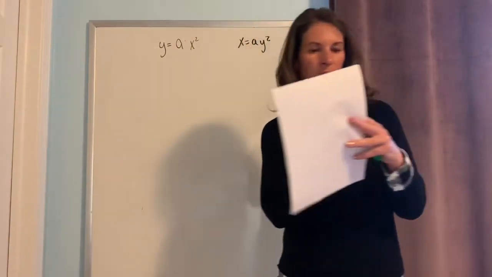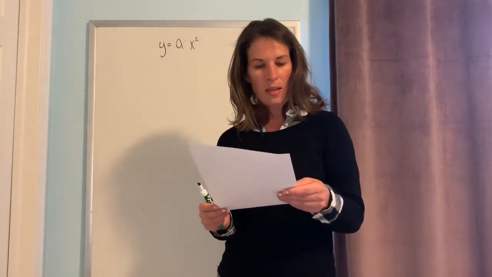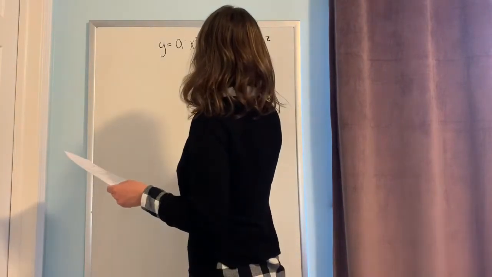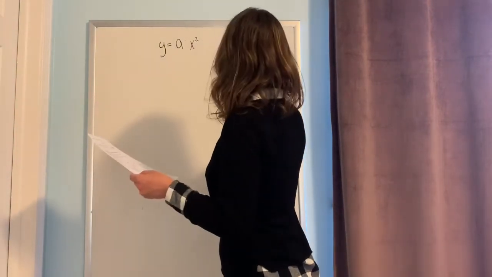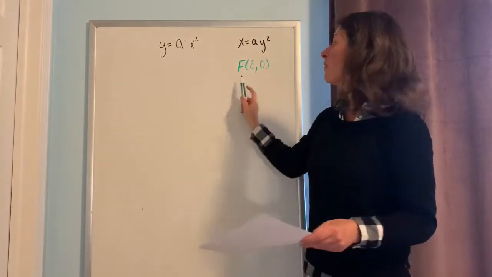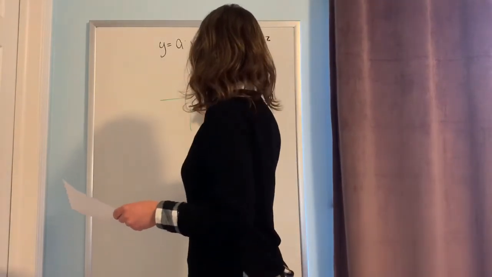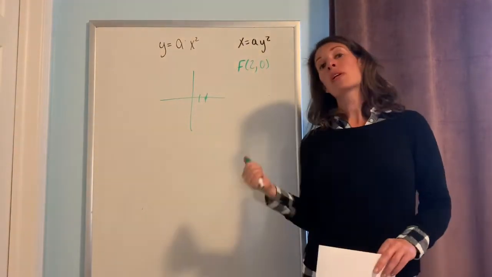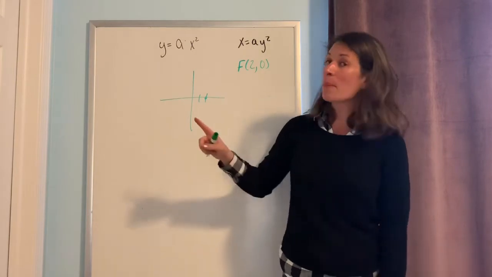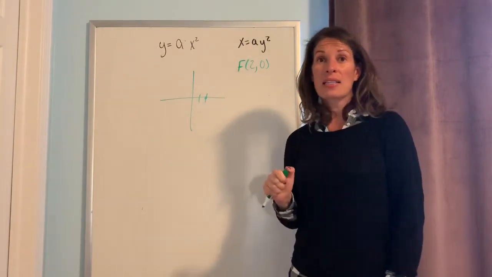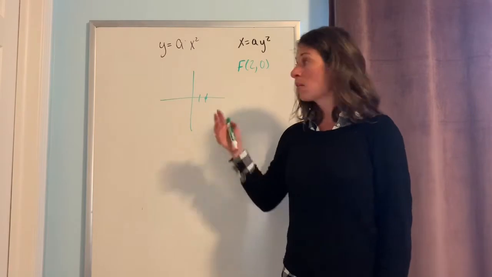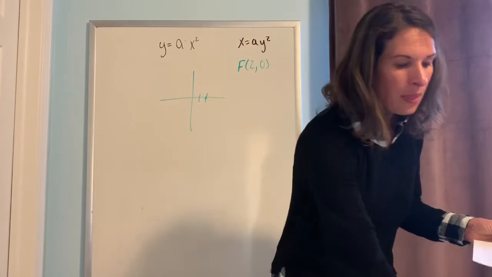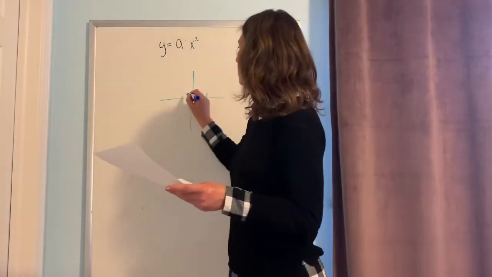Now, it says, write the equation of a graph that is the set of all points on a plane that are equidistant from the focus, where my focus is at (2, 0). Now notice that the focus is on my x-axis. So if the focus is going to be on my x-axis, then I'm going to use the equation x equals a y squared, because it's on my x-axis. And it tells me that my directrix is at -2.